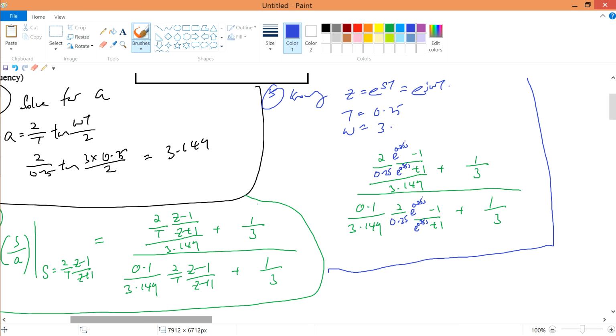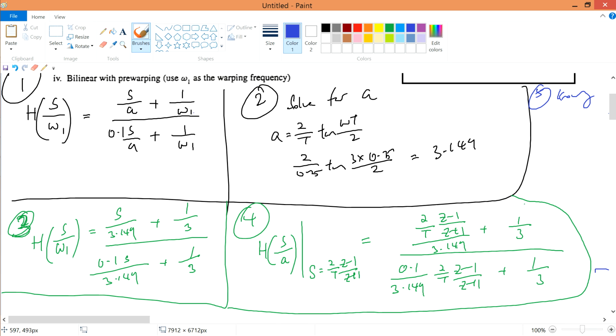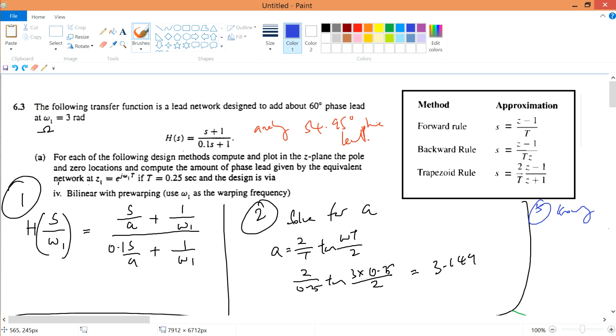The only key step from your starting part is for the S in your transfer function. For the transfer function over here, your S you divide by A. Whatever is not S, you divide by the frequency that they want you to warp. Normally they'll tell you the warping frequency. If omega 1 is the warping frequency, then you use that. It depends on what type of frequency they want you to do. So whatever is not S, you divide by the warping frequency, and whatever is S, you divide by your A, where your A is this one.